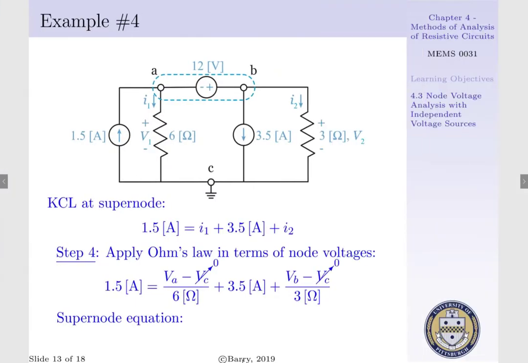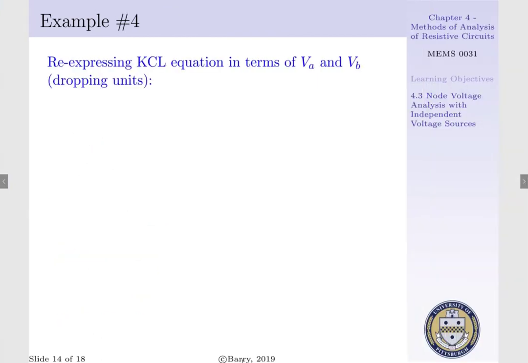If we look at our supernode, we can construct the following equation. That is, 12 volts is equal to VB less VA. Or you could think about VB is equal to VA plus 12 volts. We see we have 2 equations and 2 unknowns. Thus, if we re-express our KCL equations in terms of VA and VB, we have the following.